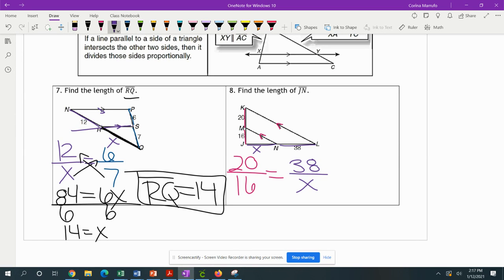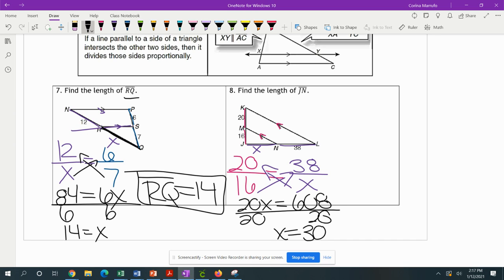So we're going to go ahead and cross multiply. So the x is going to move up and the 16 is going to move up to multiply. So 20 times x is 20x, and 16 times 38 is 608. Then to solve for x, we're going to go ahead and divide both sides by 20. And we get x equals 30.4. Okay, so this x is equal to 30.4, so that means from J to N is equal to 30.4, which is what they're asking us for.